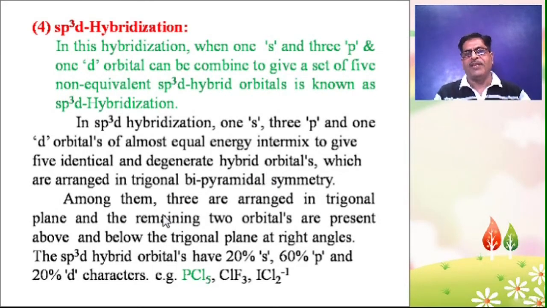Among them, 3 are arranged in the trigonal plane and the remaining 2 orbitals are present above and below the trigonal plane at right angles. The sp3d hybrid orbitals have 20% s character, 60% p and 20% d character. For example, PCl5 (phosphorus pentachloride), ClF3, ICl2 -1. These are examples of sp3d hybridization. So now let's discuss the electronic configuration.